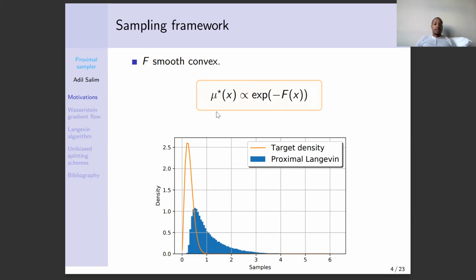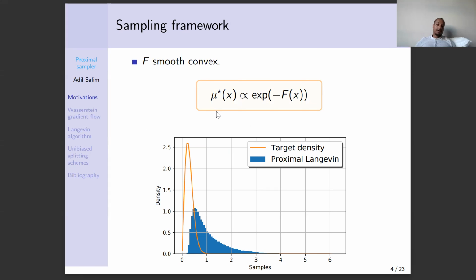Okay, so what is our setting? Our setting is the following. We have a function f that is smooth and convex. Smooth here means that the gradient of f is Lipschitz. And we want to sample from mu star, whose density is proportional to exponential minus f. So we don't know the normalization constant. This is a classical setting in Bayesian statistics.